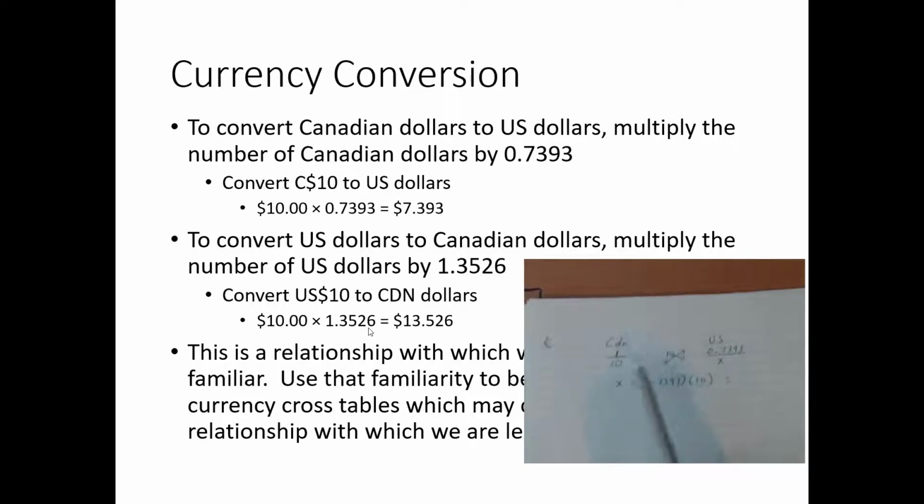The other way you could have done it, you could just switch this 10 and this X around. And then you're dividing by the 0.7393 instead of multiplying, and 1 divided by 0.7393 miraculously turns out to be 1.3526. Okay? Wonders of ratios. Once we have the organization on the ratios, everything really falls into place.